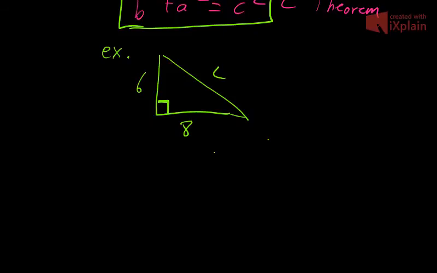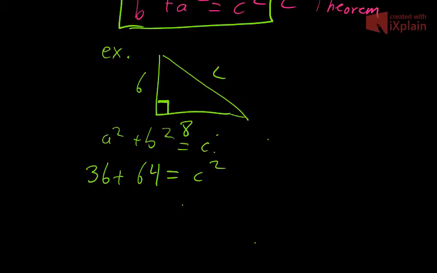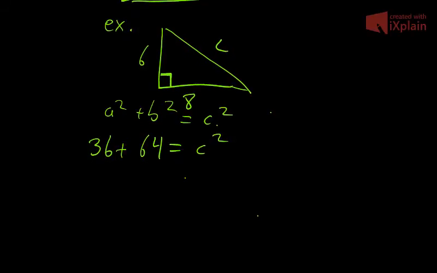So I can just start plugging things in. And 6 right here would be my a, so I'd have 6 squared, which is 36, plus 8 squared, which is 64, equals c squared. So I started with a squared plus b squared equals c squared. Plugged in 6 for a, got 36. 8 for b, got 64 equals c squared. 36 plus 64 is 100 equals c squared. So I have to ask myself, what times itself gives me 100? And hopefully we're all thinking 10. So c equals 10.